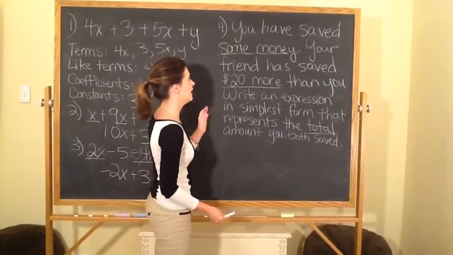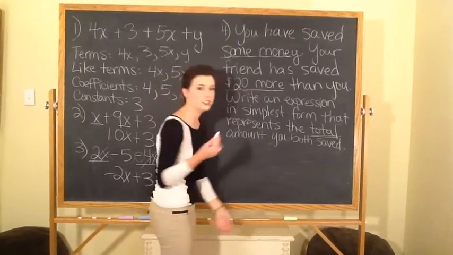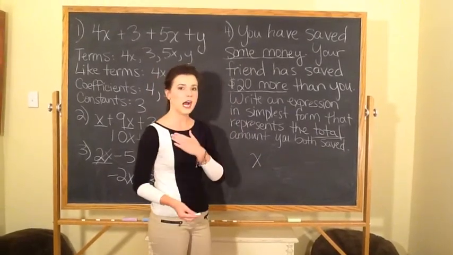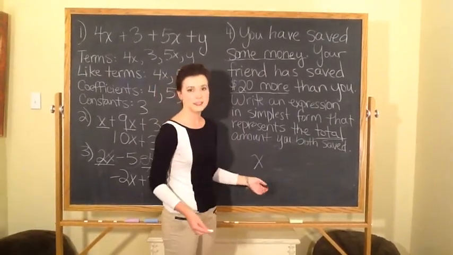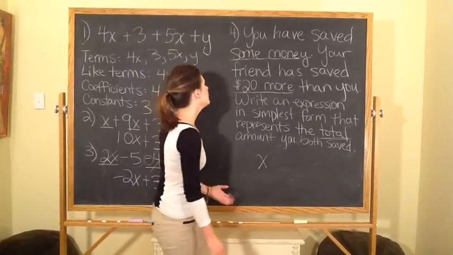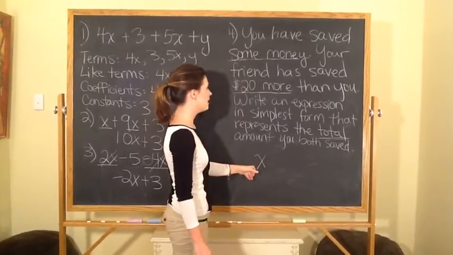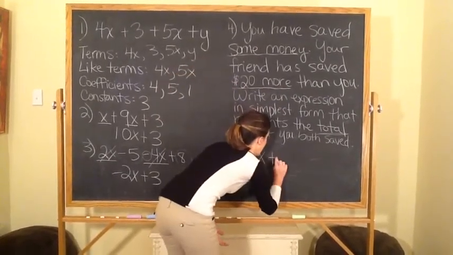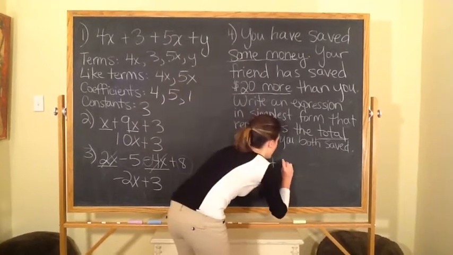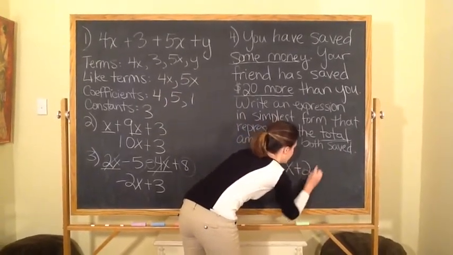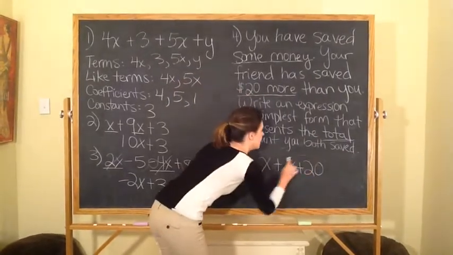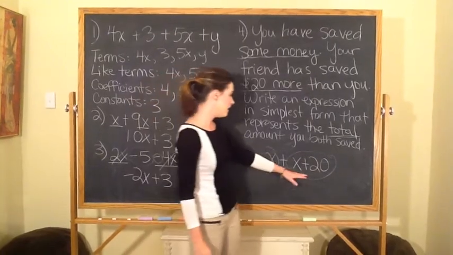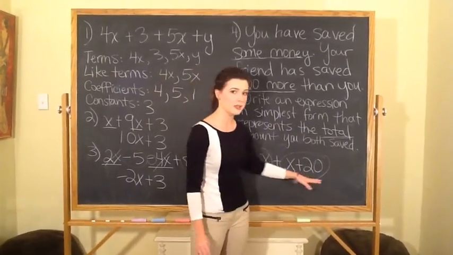So let's go ahead and write it. It says you have saved some money. I'm just going to choose the general variable, x. So this is representing how much I have. If this was $10, then x is equal to $10, but we don't know what it is yet. So I have x amount of money. Now my friend has $20 more than I do. So I'm going to have to add my friend's money, and they have x plus 20. So this is how much they have, and this is how much I have. I have x, and my friend has $20 more than I do, so x plus 20.